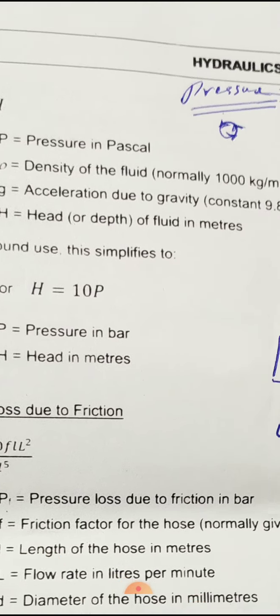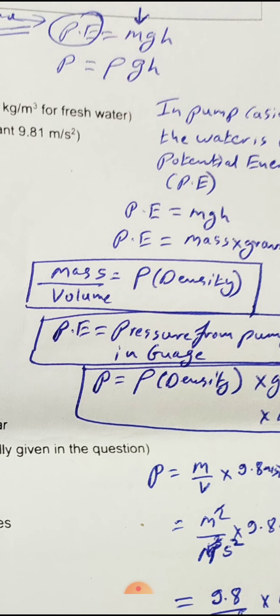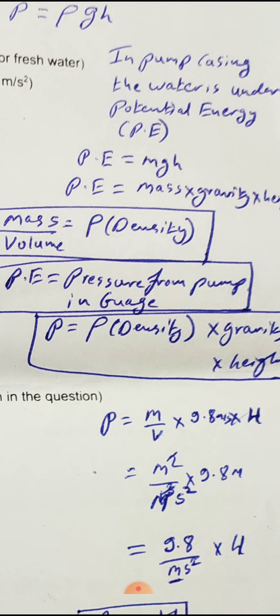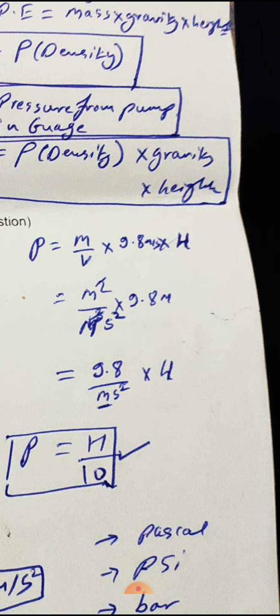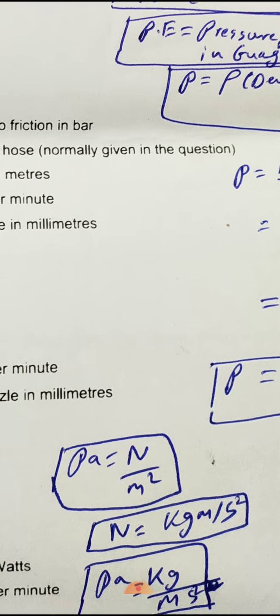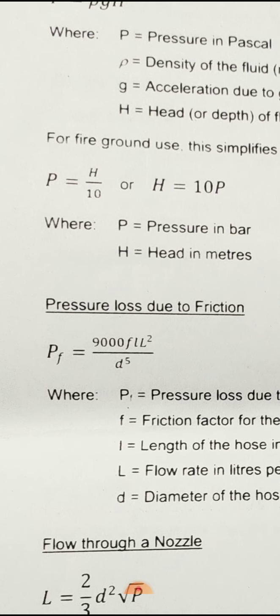So when we see this potential energy, mass into gravity into height, mass per volume is a density. So P is equal to density into gravity into height, m upon v into 9.8 meters per second square into h, so the units cancel out, and it becomes 9.8 times height, which is approximately h by 10. P is equal to h by 10. So this is a formula, where P is pressure in bar and h is head in meters.